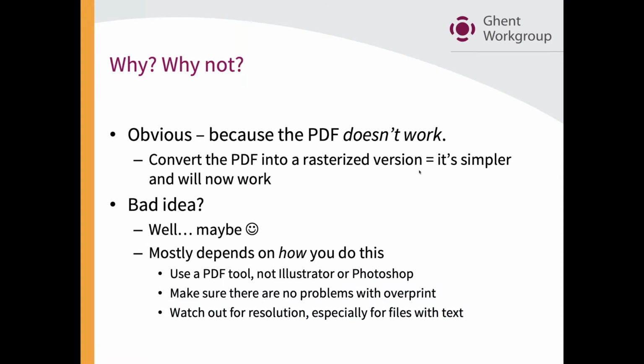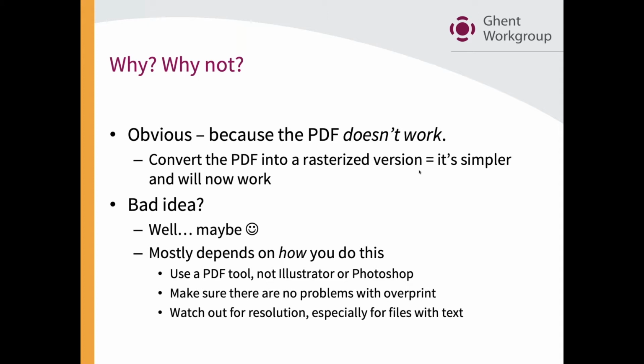So number 9, converting to image. What do we mean by that? Well, we talked about redistilling as a way of fixing problems, and converting to image is obviously another way of fixing problems. If you have a document that doesn't work on the RIP, what you could do is create a rasterized version of that document.